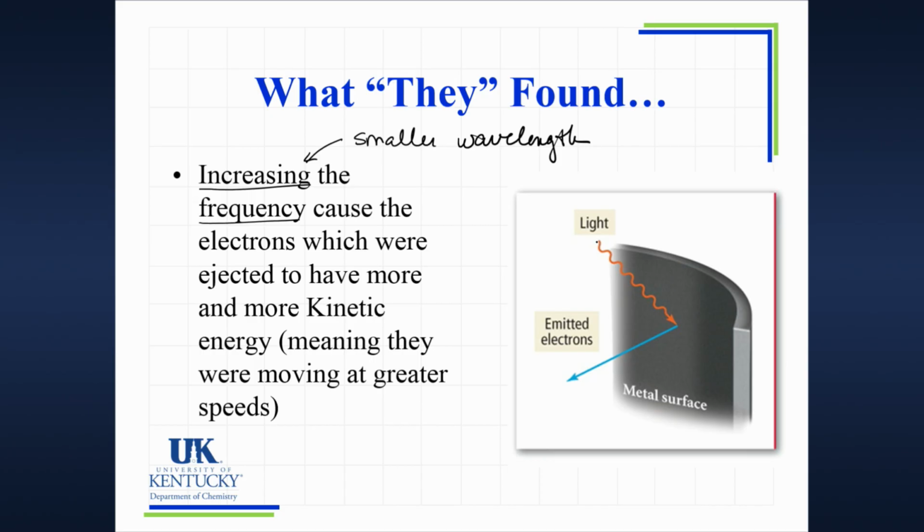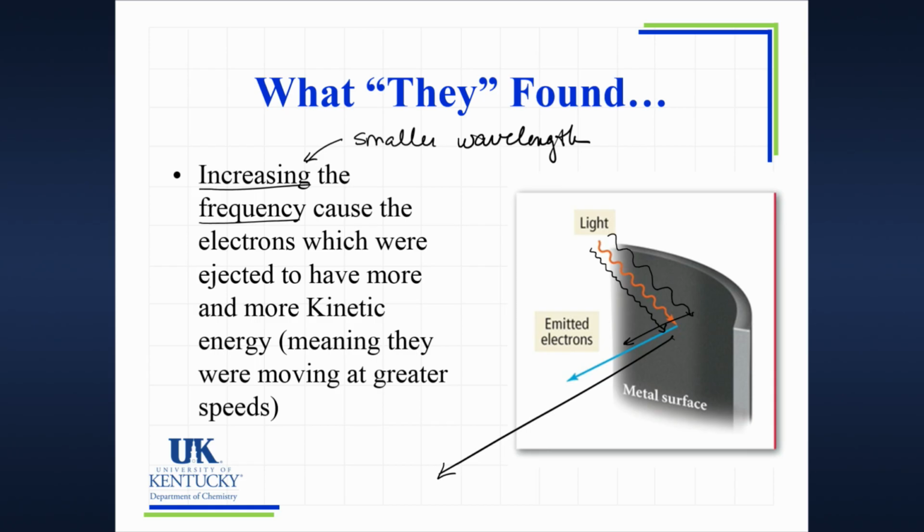So as the wavelength got smaller, okay, so I have a certain wavelength here. If it were to get smaller, so there's a smaller wavelength, when it hit the surface, it would eject that electron with even more kinetic energy. It'd be moving faster, coming off at greater speeds. If the wavelength was a little longer, but it's still short enough to eject an electron, the electron would come off, but with less speed, with less kinetic energy. So those are all the things they found.